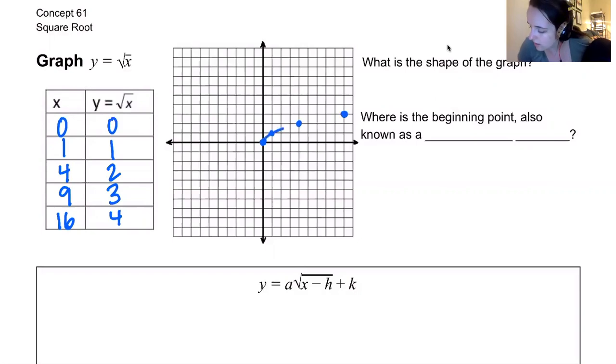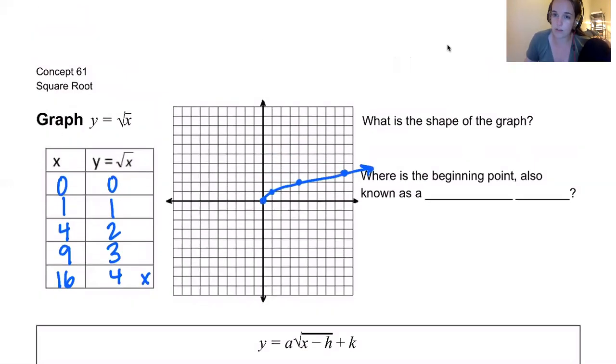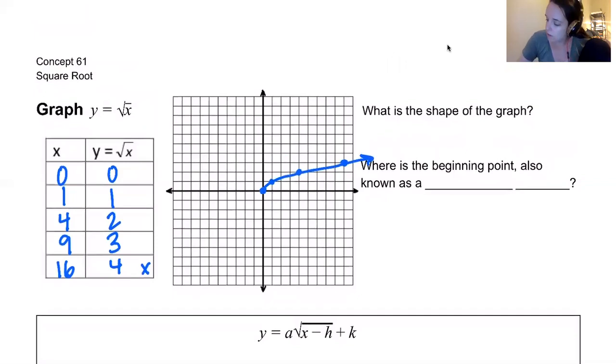So then I would draw this graph like this. I can't put this last point on because I don't have enough x values on my x-axis. The shape of a radical graph always looks like this, right? Sometimes it might be upside down, like this. Sometimes it might be backwards like this. But it always looks kind of like this graph.